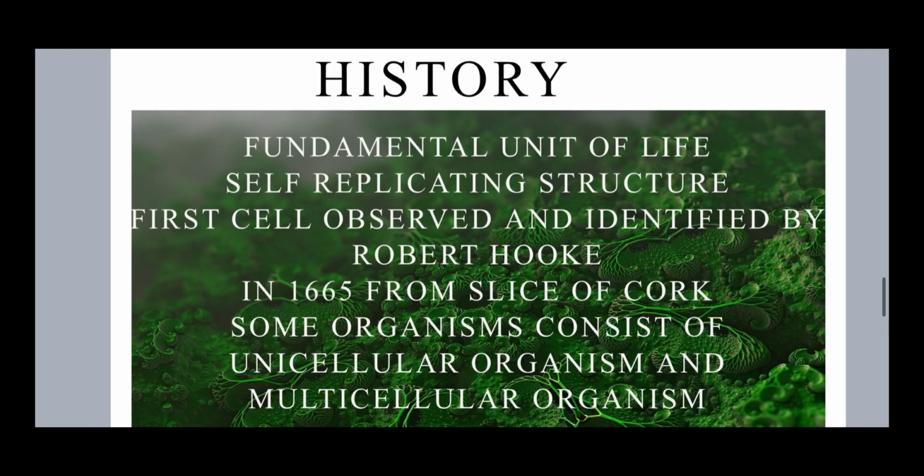Now, the history. We need to understand the history behind it. The cell is the fundamental unit of life, self-replicating in structure. It was observed by Robert Hooke in 1665, as we have already discussed, in a slice of cork. Organisms are unicellular or multicellular, but most importantly, we need to understand that the cell is the basic unit. That's why after this, we study so many things in biological sciences.